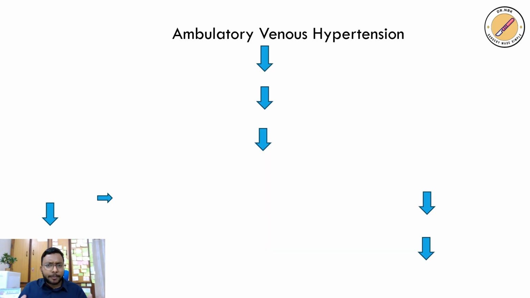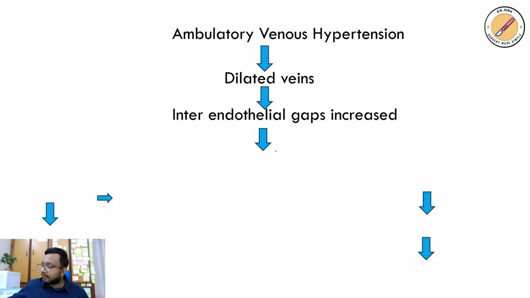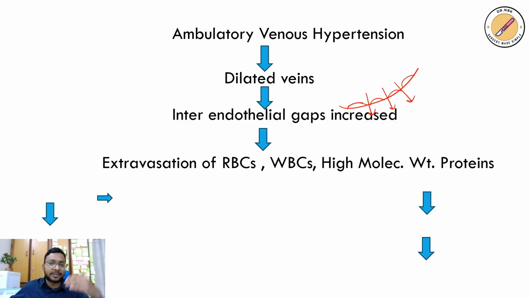Now, this is the most important flowchart we need to remember regarding pathophysiology. Whenever there is ambulatory venous hypertension, there is dilatation of the veins because of the pooling of the blood. Whenever there is dilatation of the vein, what will happen? The interendothelial gap is increased. Because of the increased interendothelial gap, substances will extravasate from the venous compartment into the interstitium. So, what are the things that are extravasated? One is RBC, another one is WBC, and next one is high molecular weight proteins.